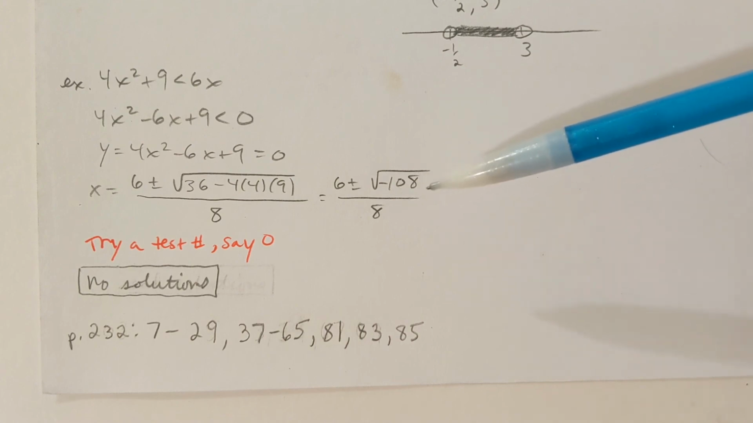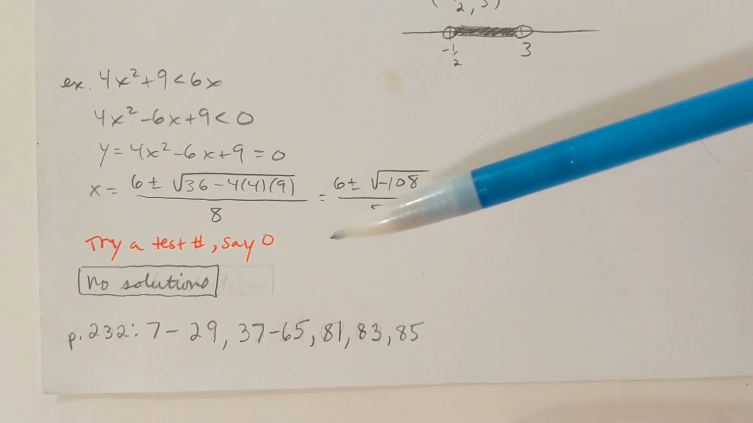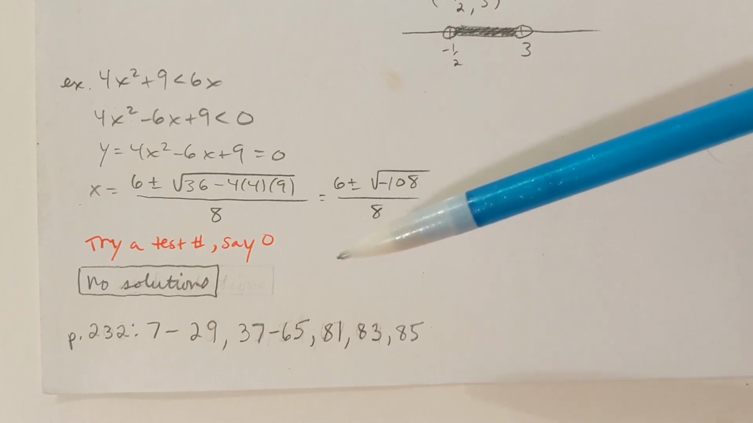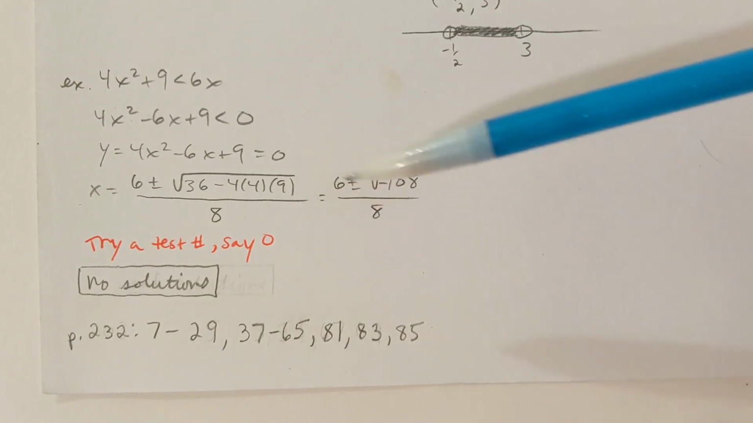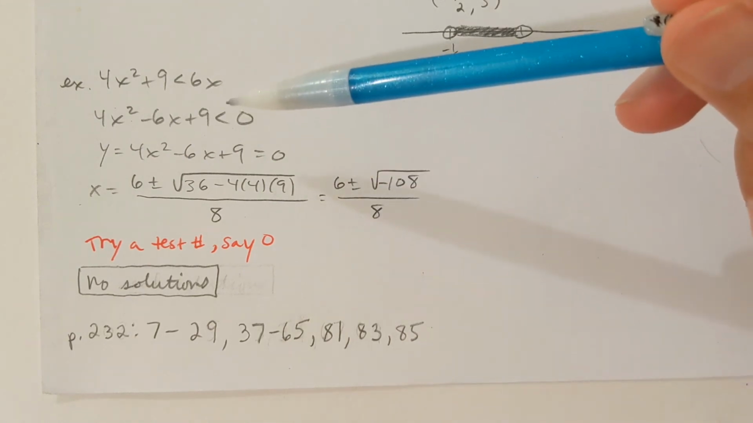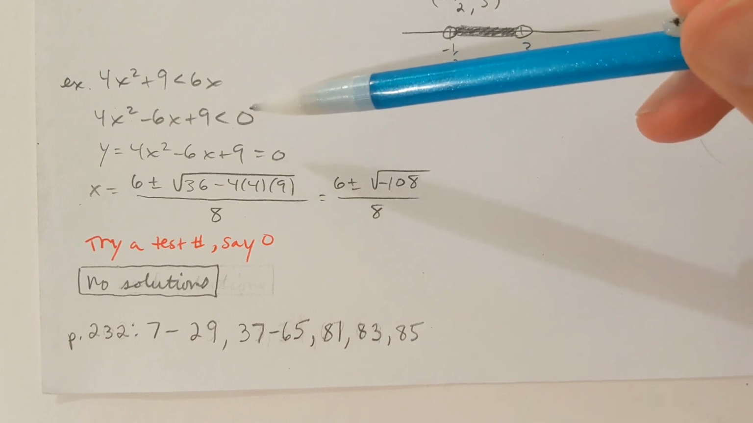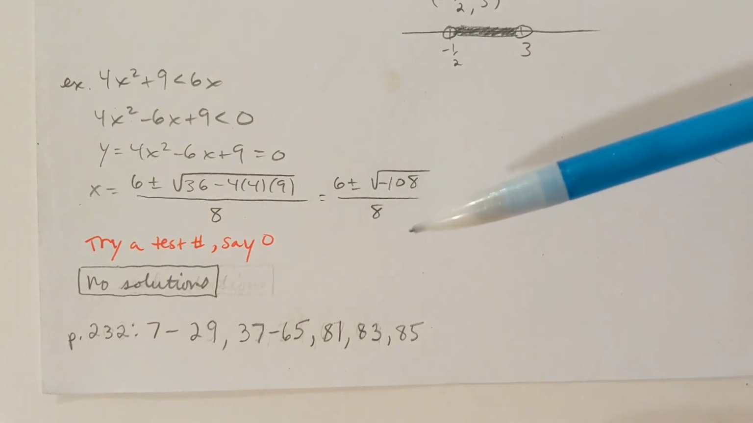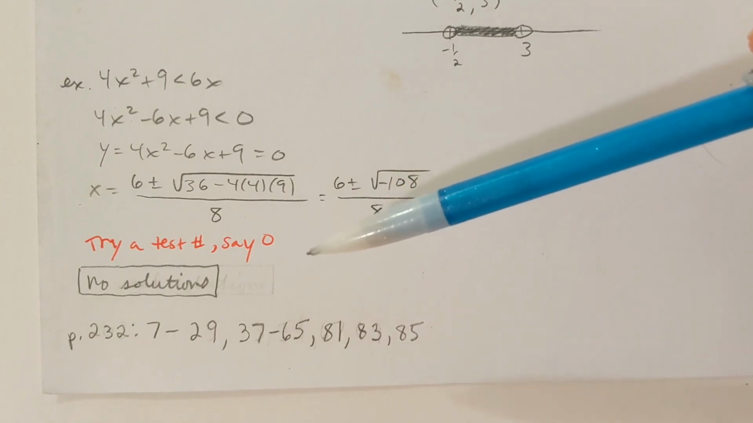Okay. Now, whenever you have the square root of a negative, there is no table that you're going to make. You're just going to simply select one test value. It can be any number you want. I always take 0 in this case, just because 0 is the easiest to use. And then I plug 0 into the inequality. If x is 0, then I get 9 less than 0. 9 is not less than 0. So there's going to be no solutions to that inequality.